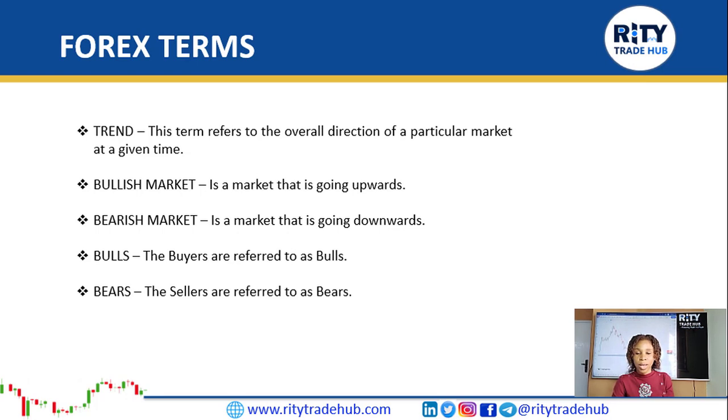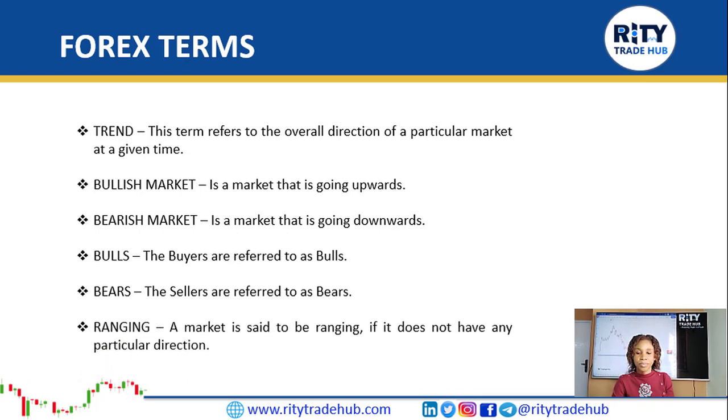Now the next is ranging. A market is said to be ranging if it does not have any particular direction. It's neither moving upward nor downwards. This refers to a market whose trend is kind of sideways. So you may hear people tell you that the market is just ranging. They are indirectly telling you that the market has not found any direction yet.